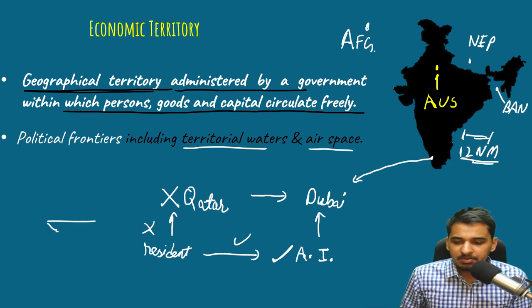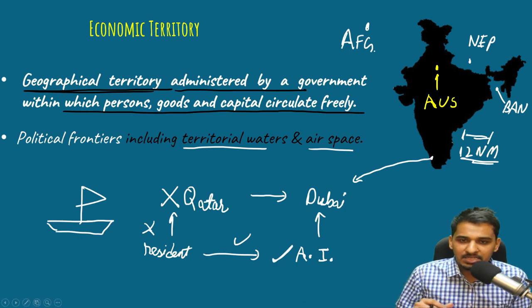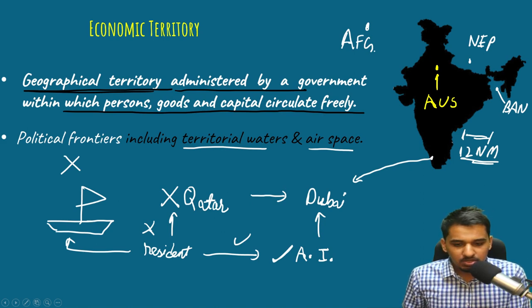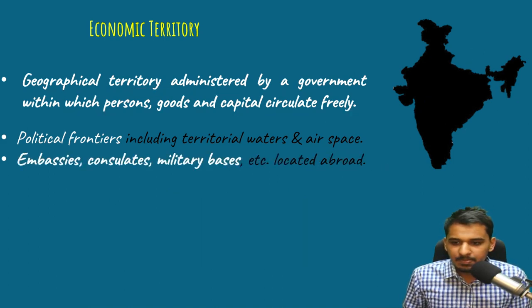Similarly, any ship or vessel operated by a resident Indian which carries goods to and from India will be part of our economic territory if it is operated by a resident. But if it is not operated by any resident, then it will not be part of our economic territory. Please remember this. These are important concepts. Let us see them one by one.